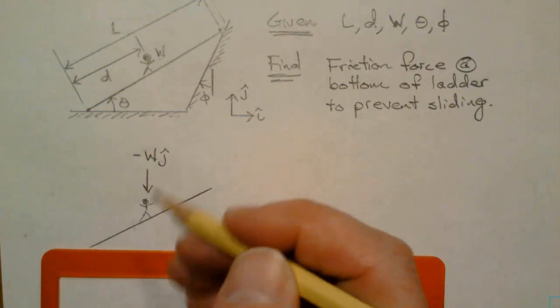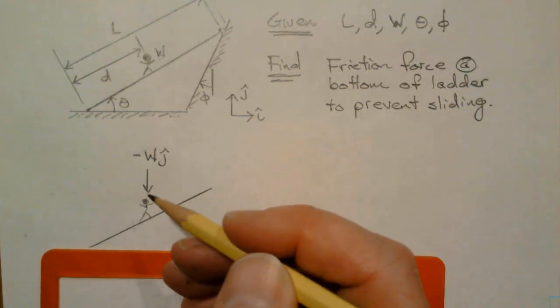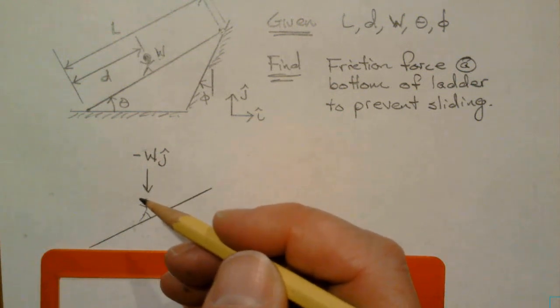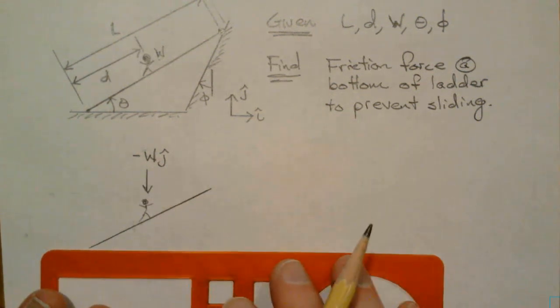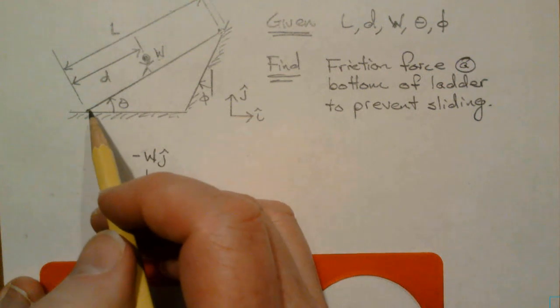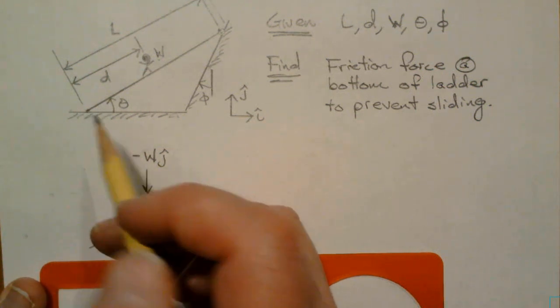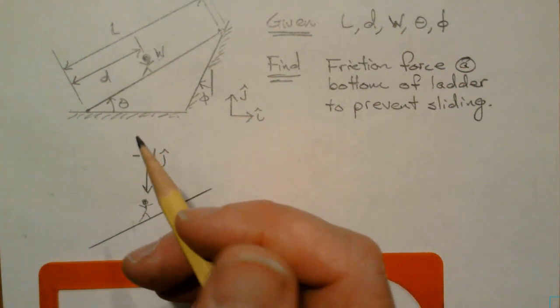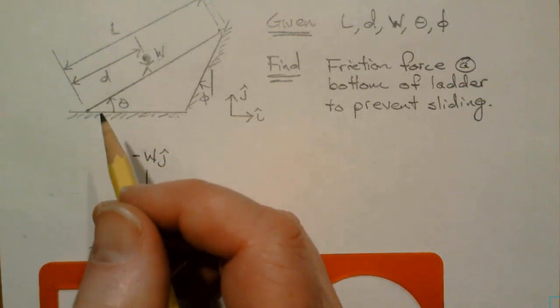So weight is not a contact force generally, but the other ones typically are. So we have the ladder coming in contact with the ground. In order to keep the ladder from penetrating through the ground, and in this case, also to keep it from sliding along the ground, I'm going to need a force from the ground acting on the ladder.